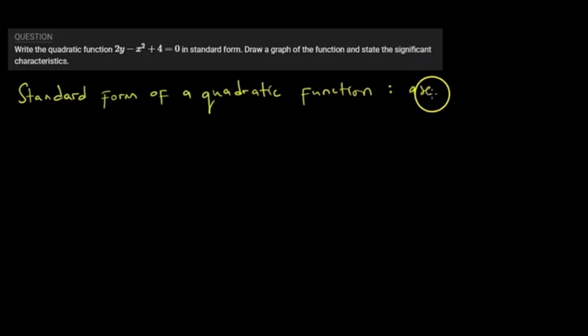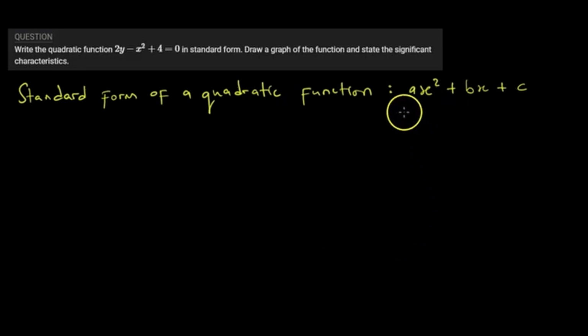So what we have to do initially, we have to understand what is the standard form of a quadratic function. So the standard form of a quadratic function, it is ax squared plus bx plus c. This is the standard form of a quadratic function.